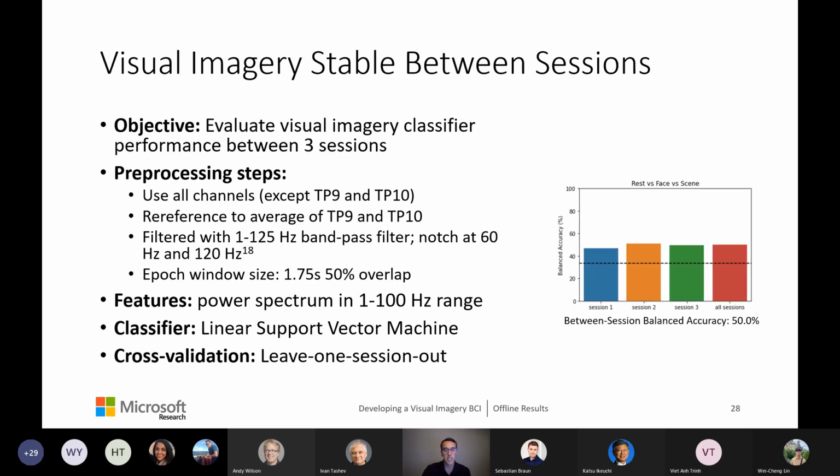The last thing that I tried here was splitting apart those rest and imagery periods into their individual categories, doing a three-way classification of rest versus face versus scene. From sessions 1 to 3, it was all performing pretty consistently above chance, around 50%. And even our between session classifier, training on 2 and testing on a 3rd, was still giving us pretty high, around 50% classification accuracy.